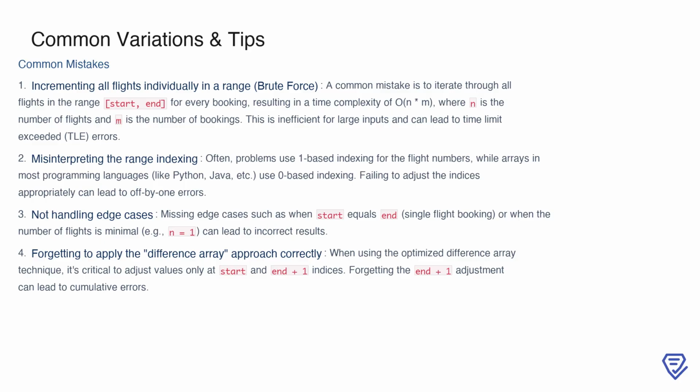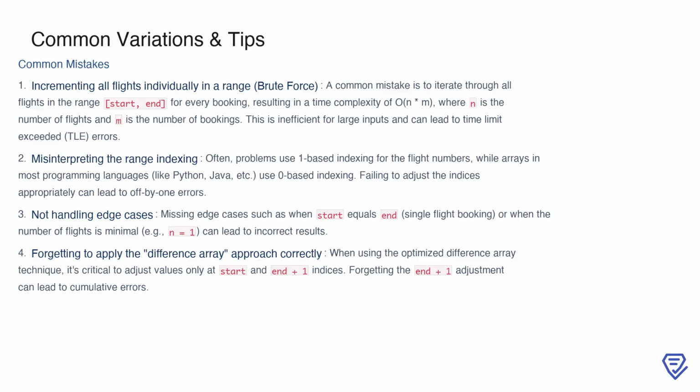Another frequent issue arises from misinterpreting the range indexing. Many problems specify flight numbers using 1-based indexing, but arrays in most programming languages like Python or Java use 0-based indexing. If you don't adjust for this difference, you may encounter off-by-one errors. Additionally, it's easy to overlook edge cases, such as when start equals end, which represents a single flight booking, or when the number of flights is minimal, like n equals 1.